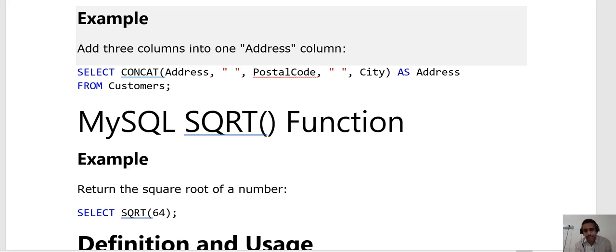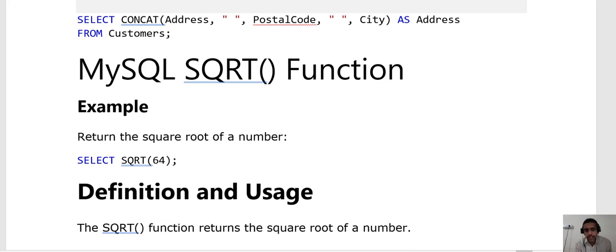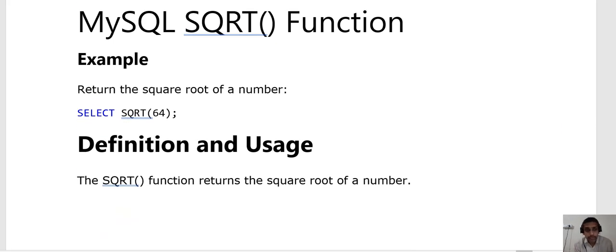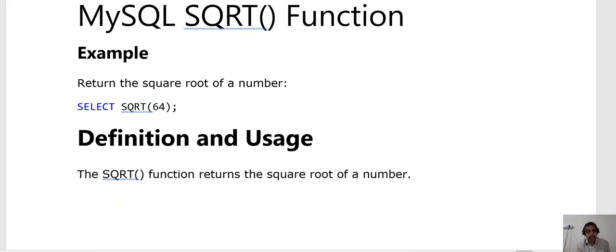Now the second function is called SQRT, square root. This is a mathematical function we use over here. So what is this mathematical function doing? For example, it returns the square root of a number. As you can see, SELECT SQRT, the function, and then you write the number in the parentheses, and that's it. So this is how we find the square root. Normally in mathematics we use this function, and we can use it in SQL as well.